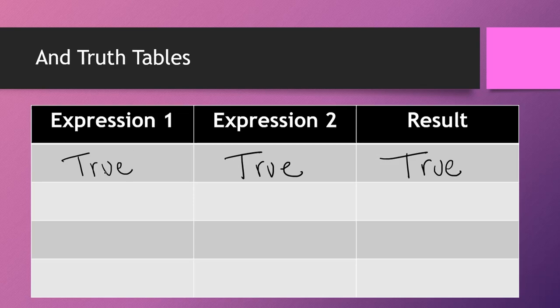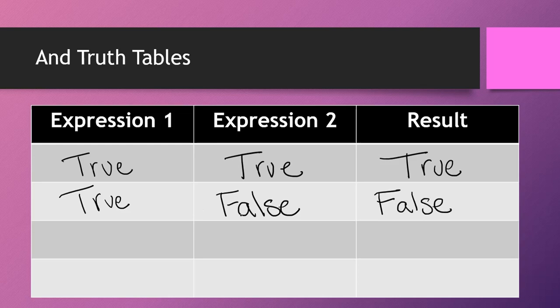Now, let's say expression 1 is still true, but I changed expression 2 and made it false. I made it so that x is less than 2 and x is 5. So I have a true connected to a false with an and. Again, remember, and requires both to be true. So true and false would be a value of false, because one of them is not true. If one of them is not true in an and, you've got to have everything true.